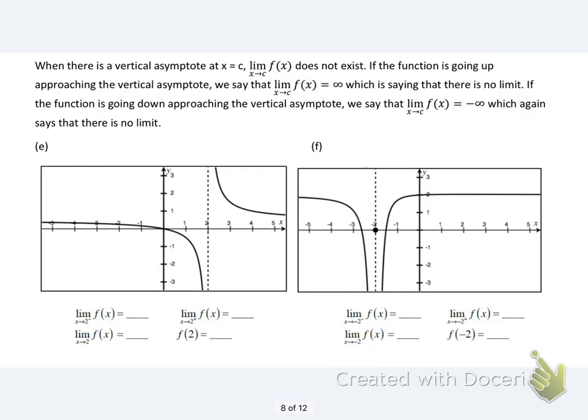A couple more. There can be vertical asymptotes. If there's a vertical asymptote, the limit does not exist. However, we are going to specify, you and I, during this class, whether it's going to positive infinity if it's going up, or negative infinity if it's going down. Depending on which one it is, that's what we're going to write. However, you do need to know that the limit still does not exist, because it's going to infinity.